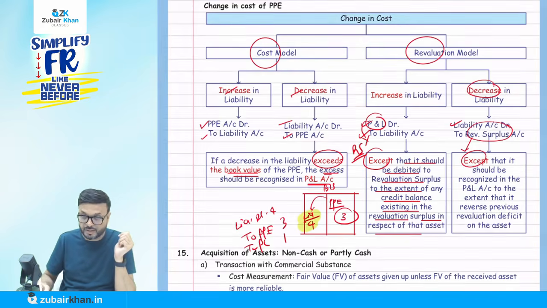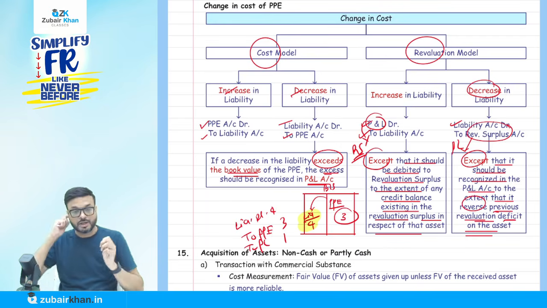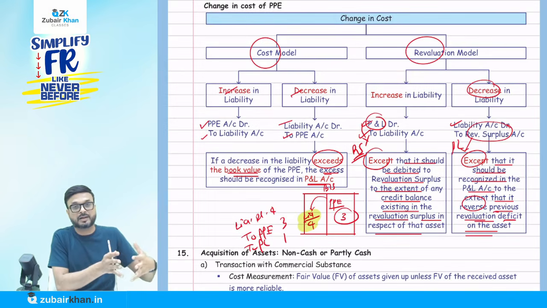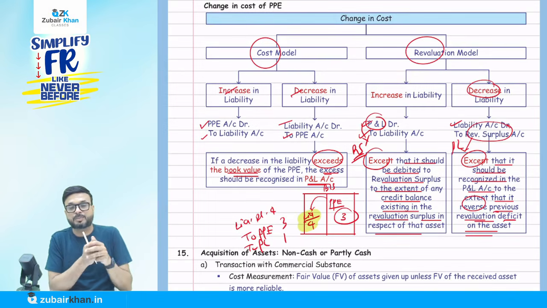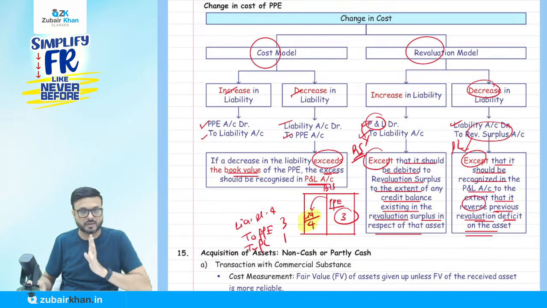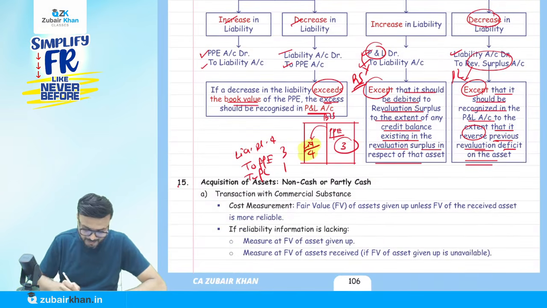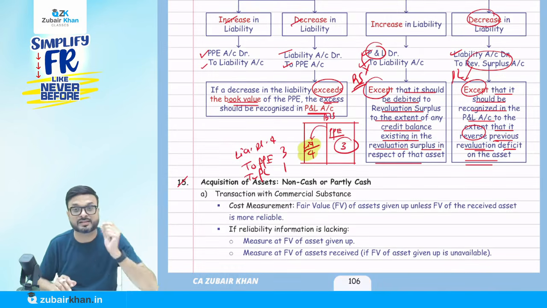Instead of crediting revaluation surplus, we will adjust in the P&L account, because it should be recognized in the P&L account to the extent that it reverses the previous revaluation deficit on the asset. So previously, if we have debited the P&L account because of a revaluation, now instead of crediting revaluation surplus, we'll credit the profit and loss account, at maximum the amount we have debited to the P&L account previously. Simple. Now a few more points, a little bit lengthy but small points. You have to listen carefully.